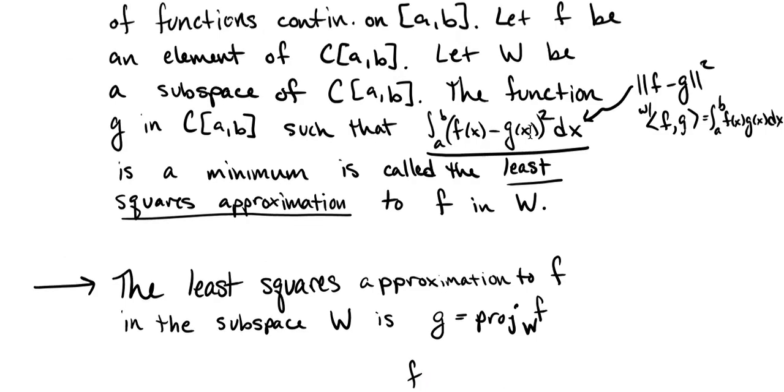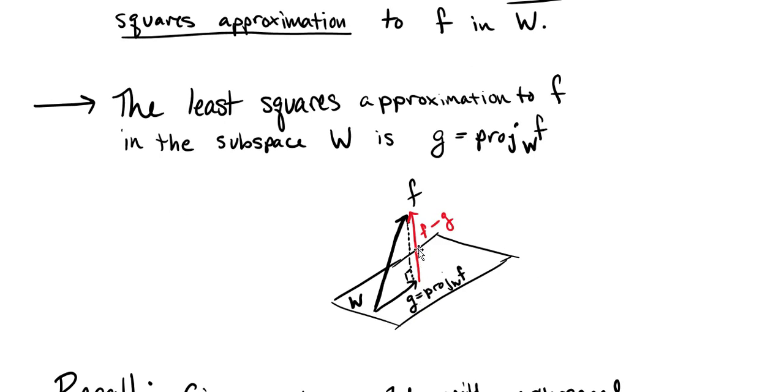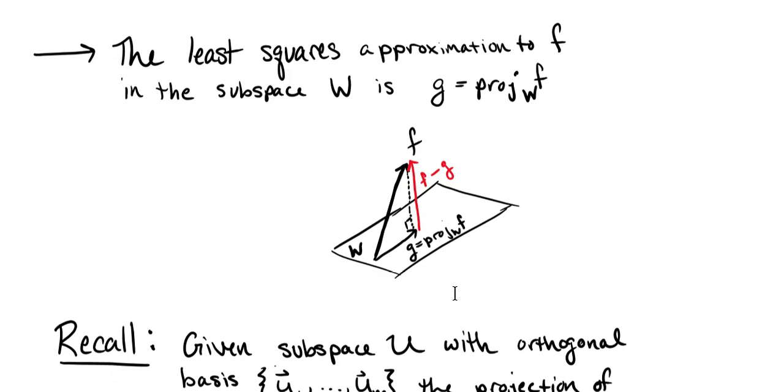So the g function that satisfies this definition, that is the least squares approximation to f in W, should just be the projection of f onto that subspace. We've done these sorts of projections in Rn. Now that we have inner products, we can do them in any inner product space.